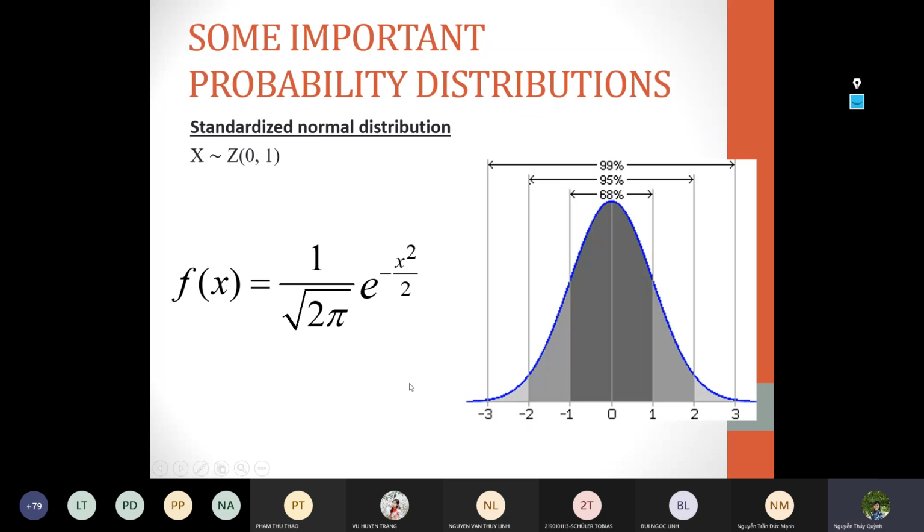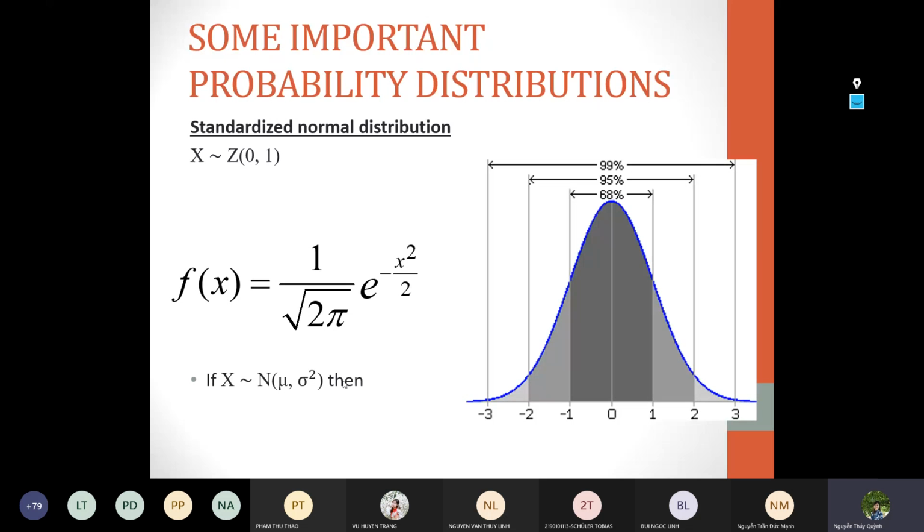So if we have x variables that follow a normal distribution with the expected value of mu and the variance of sigma square, how can we standardize this normal distribution? How can we turn the normal distribution of x into a standardized normal distribution of another variable? How can we do that?